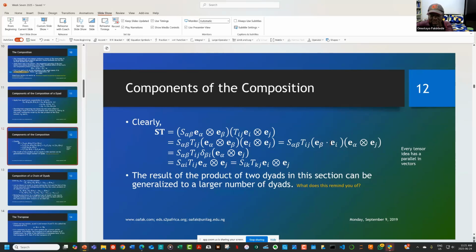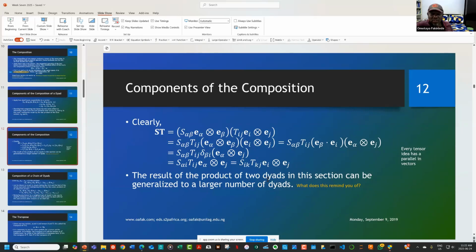So this dot product will give you delta beta i, and when you now operate delta beta i, you can see that you have S alpha i T i j e alpha circle times e j, which you can write as S i k T k j e i circle times e j. The result of the product of two dyads in this section can be generalized to a larger number of dyads.